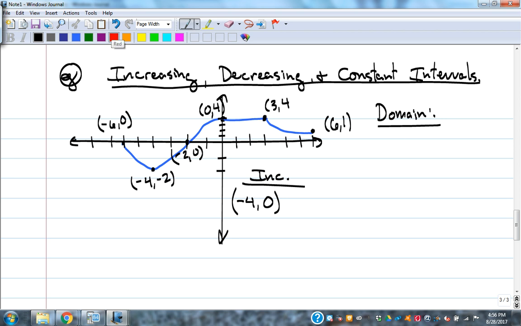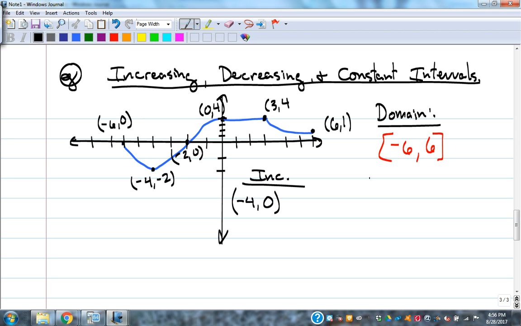What's the smallest x value? -6. The biggest x value, +6. Those are definitely included. So brackets on those. So there's our domain of this graph.